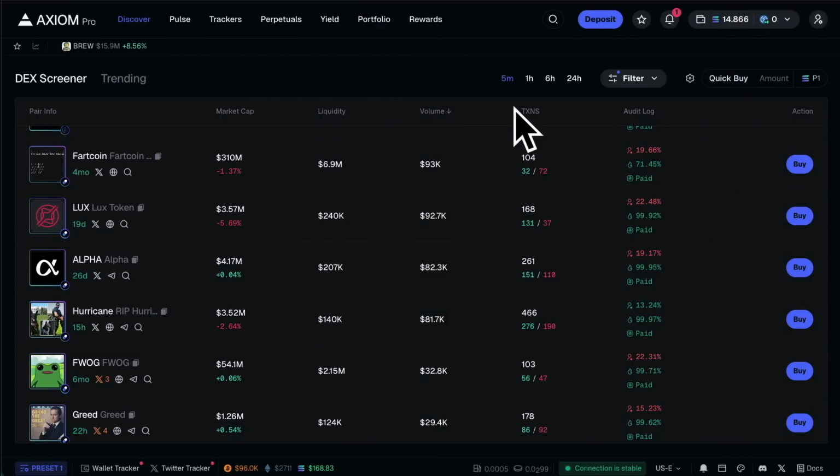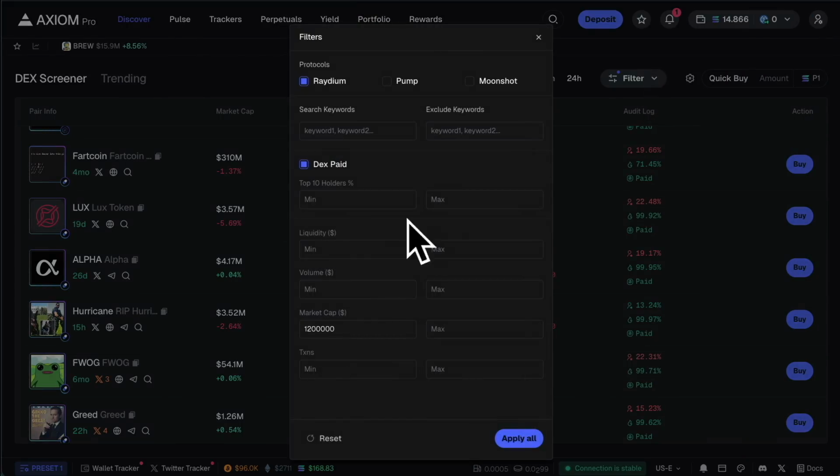So here on Discover, we can add some filters as well. On the filters here, I've added market cap. You could actually put a little bit higher for more established coins. So let's say we put something like 3 million. The only issue here is I don't think you can put age, which is a shame. So I put Raydium Protocol, which is fine. Dex paid, which is fine. 3 million market cap. And I've left everything else blank.